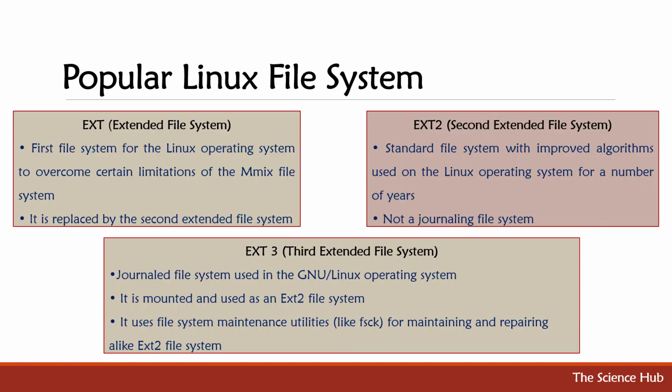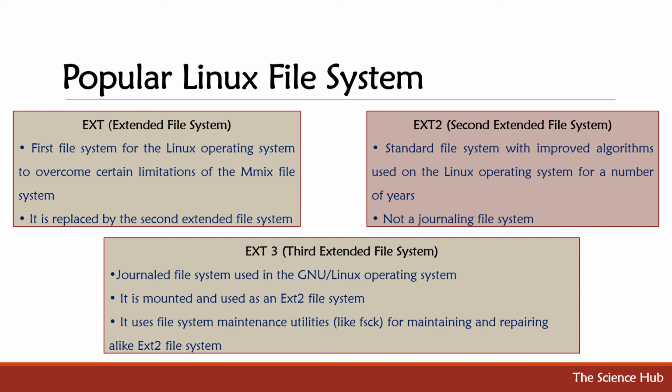Popular Linux file systems. Number 1, ext, or Extended File System. It was the first file system for the Linux operating system, made to overcome certain limitations of the MINIX file system. It was replaced by the second extended file system, ext2. Ext2 is a standard file system with improved algorithms, used on the Linux operating system for a number of years. It is not a journaling file system.